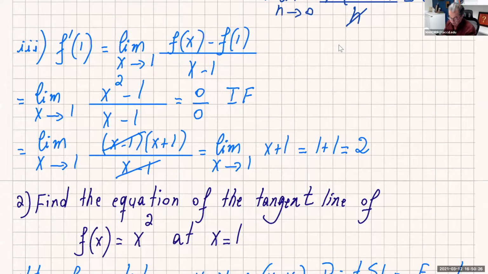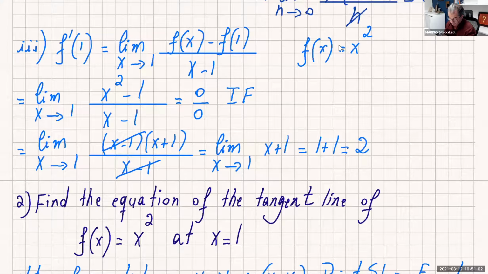We said f prime of 1, we can also do the limit as x approaches 1 of f of x minus f of 1 over x minus 1. If you substitute our f of x, again, it's still x squared. So you can say it's x squared minus 1 over x minus 1. Here, if you try to find the limit, you get 0 over 0, and this is the indeterminate form.